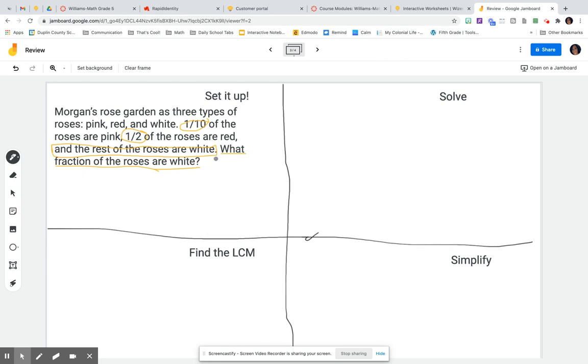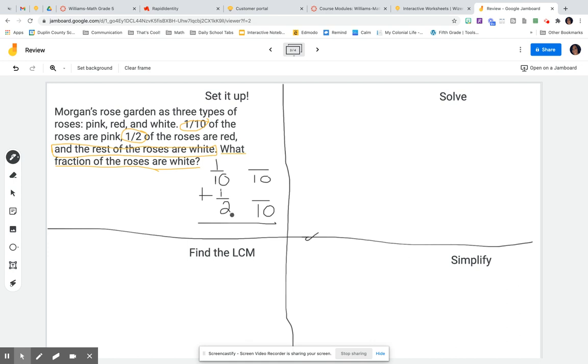We're going to say 1/10 pink plus 1/2 red. I'm going to find your LCM, which I can do in my head because I know that 2 is a multiple of 10. If you did that skip counting in your head, 2, 4, 6, 8, 10, you know that 2 is a multiple of 10. So we can just use that one.